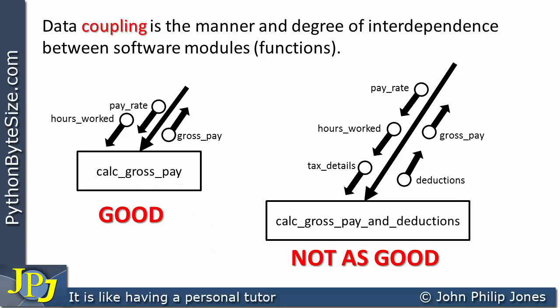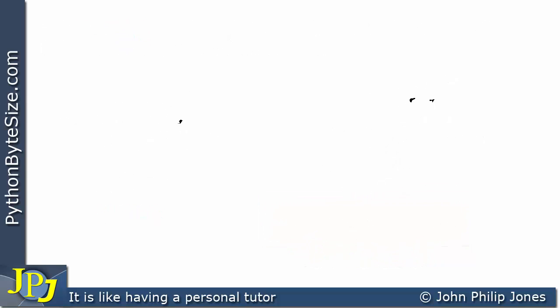If we also quickly look, this one's only doing one thing, calculating the gross pay. So cohesively it's also better. If we have a look at this one, well, that's calculating two things. And you find if it's going to be doing two things, it's highly likely you're going to have more data couples in any case.